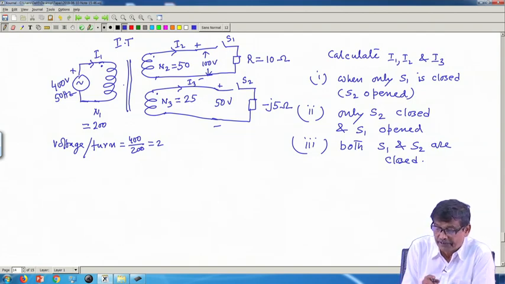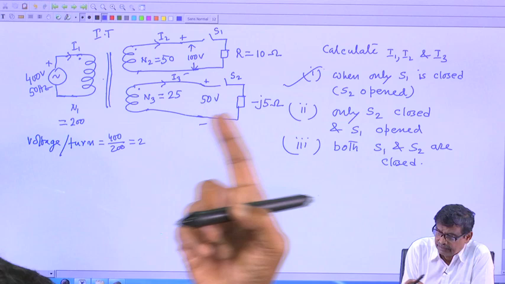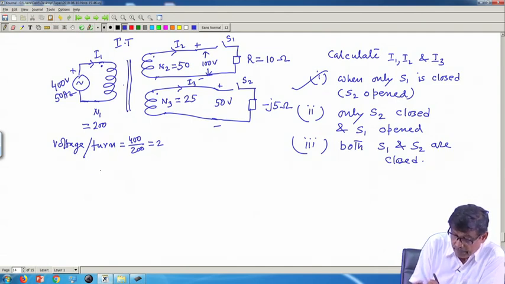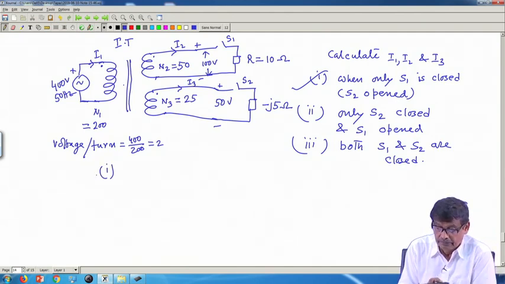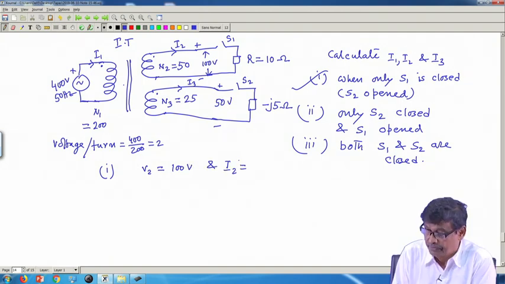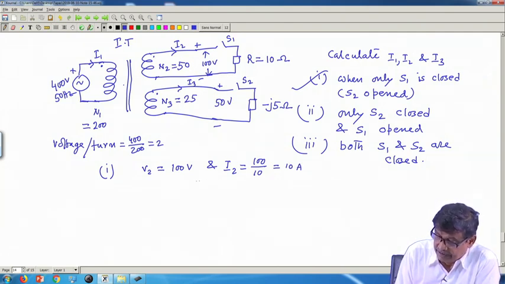Achha, the first part of the problem is pretty simple. S 1 is closed, so it is like primary and secondary. This fellow, although you will get voltage here, has no current, no complications. So, for the first part, the voltage per turn is this. Here you will get V 2 of 100 volt, and I 2 will be equal to 100 by 10, that is 10 ampere, and I 3 of course will be 0.